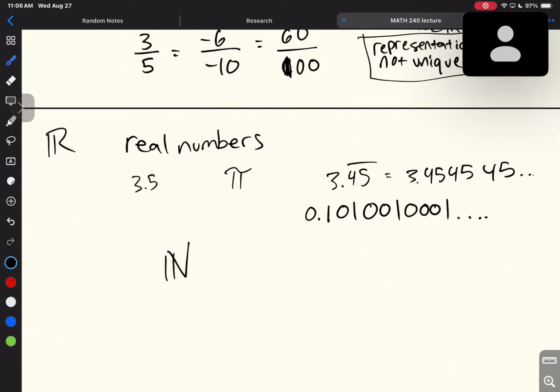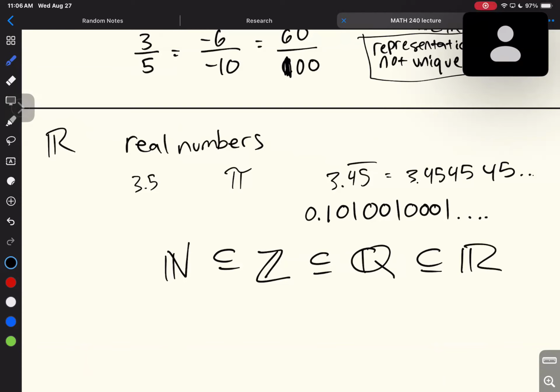So we can say that the naturals are subsets of the integers, which are subsets of the rationals, which are subsets of the reals. And subset means all the elements in that set are contained in the other. Every natural is in the integers, every integer is in the set of rational numbers.